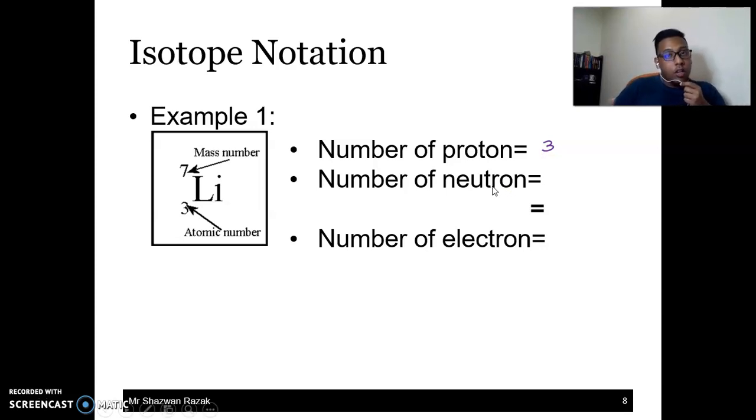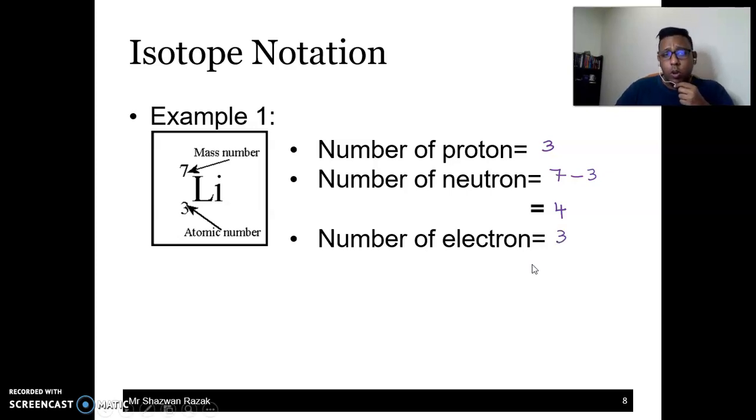Kalau neutron ni kita kena fikir sikit. It is from the mass number. Mass number is 7. Okay, we have to minus with proton number 3. So bilangan neutron adalah 4. And number of electron, since this is a neutral species, so number of electron is 3.